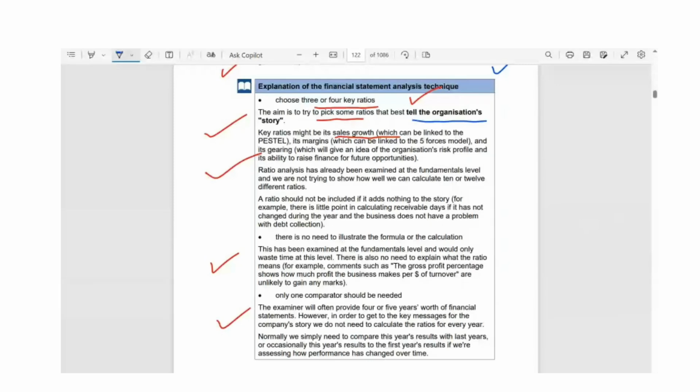Whatever performance is going on in the organization, you have to discuss those analyses, and try to involve the PESTEL analysis also, and Porter's 5 forces. Ratio analysis, as we discussed already.